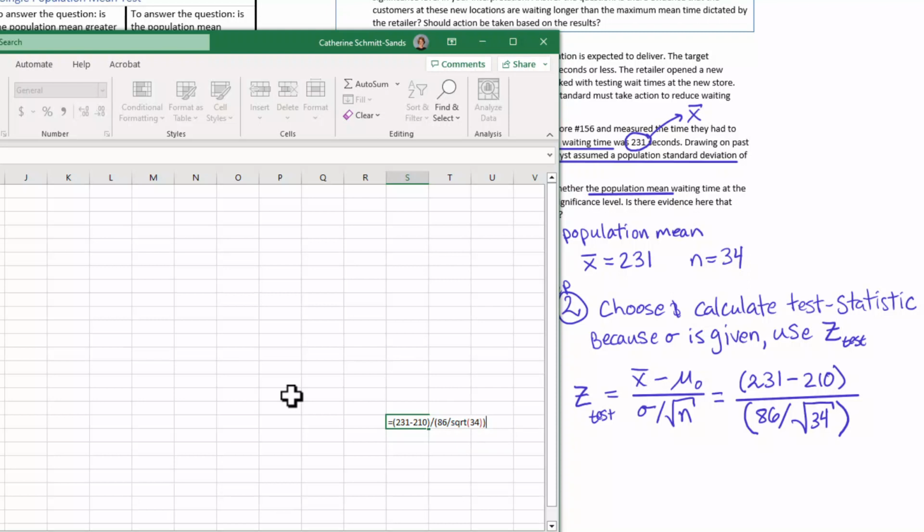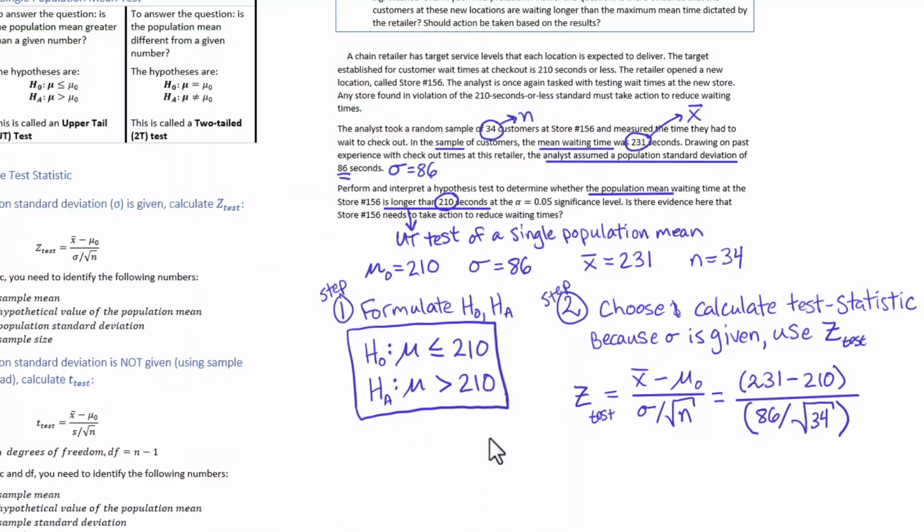Hit enter, and we have 1.423837 to 2 decimal places. That rounds to 1.42. So now we have our z-test statistic, which is 1.42.